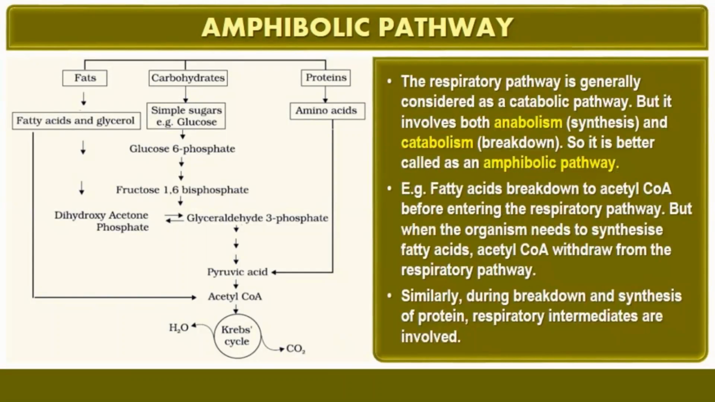The respiratory pathway is generally considered a catabolic pathway, but it involves both anabolism and catabolism, that is synthesis of products and breakdown of products. So it is better to call it an amphibolic pathway. For example, fatty acid is broken down to acetyl-CoA before entering the respiratory pathway. But when the organism needs to synthesize fatty acid, the same acetyl-CoA is withdrawn from the respiratory pathway. Similarly, during the breakdown and synthesis of protein, respiratory intermediates are involved.